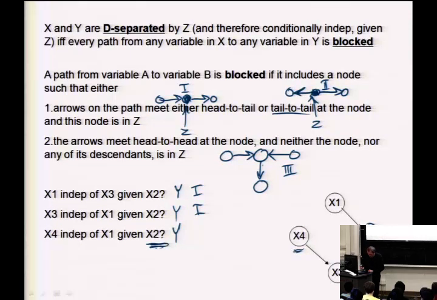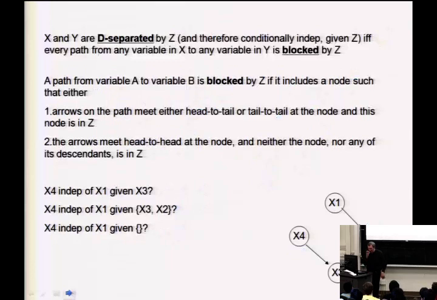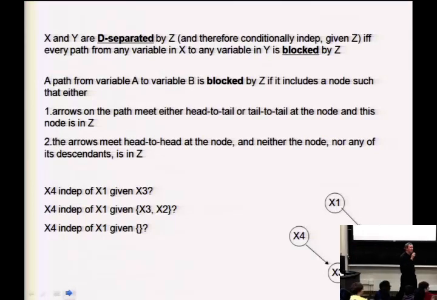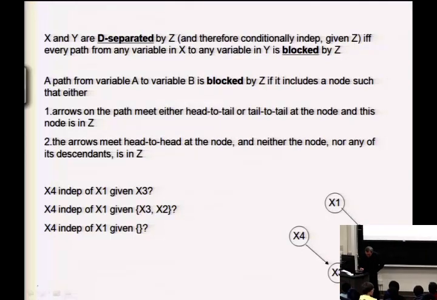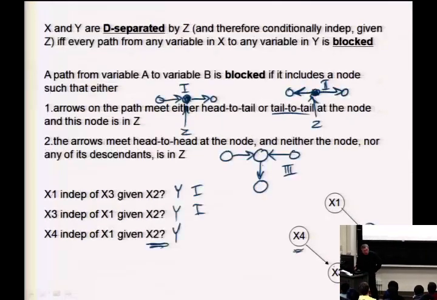Let me ask you one more. What about, well, no. Let's just move on to some other examples here. What about x3? Question? In that last example, would x3 block even though it's not in the set? Would x3 block even though it's not part of our conditioning? No. So the only way we can block is the node has to be in Z.